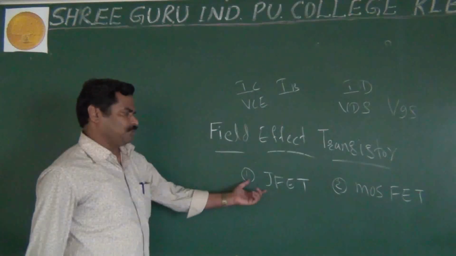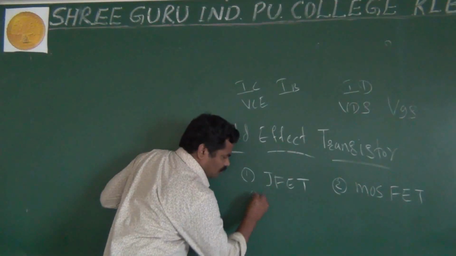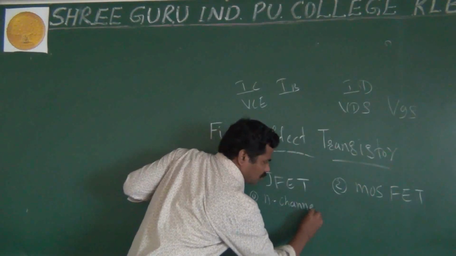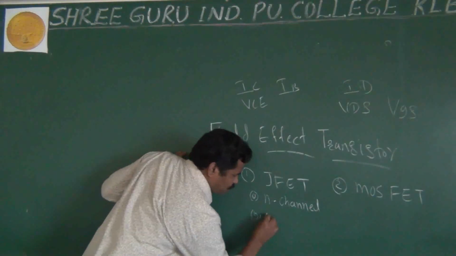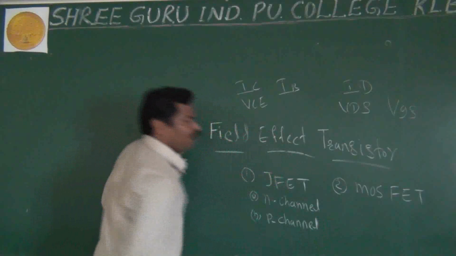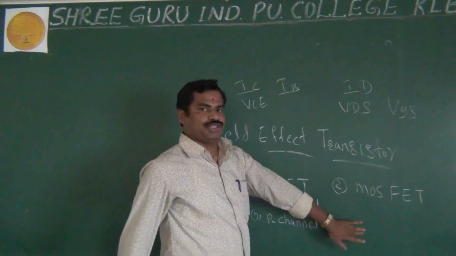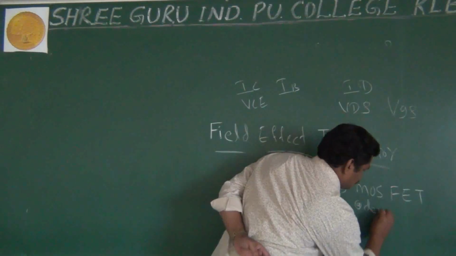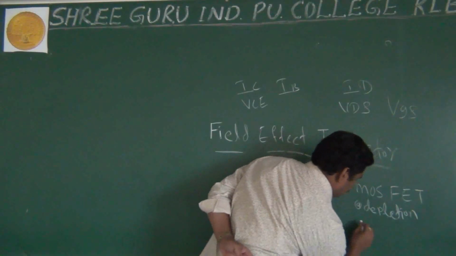Once again, the types of JFET: one is called the N-channel JFET, and another is called the P-channel JFET. Once again, in your MOSFET also there are types. That is nothing but depletion type and enhancement type.